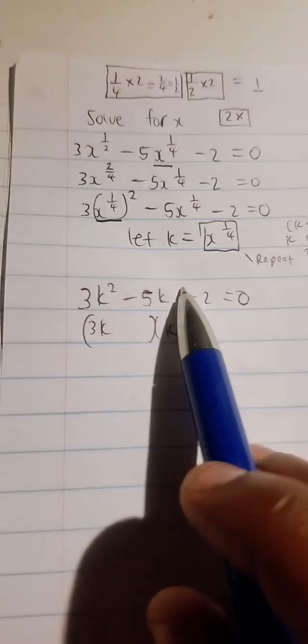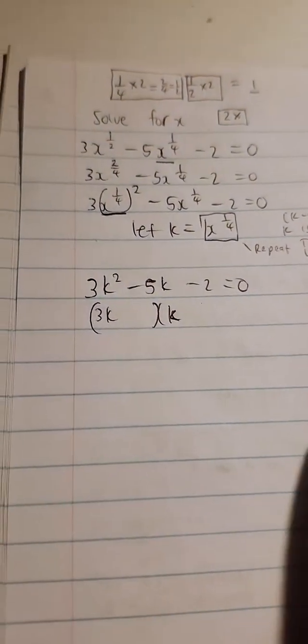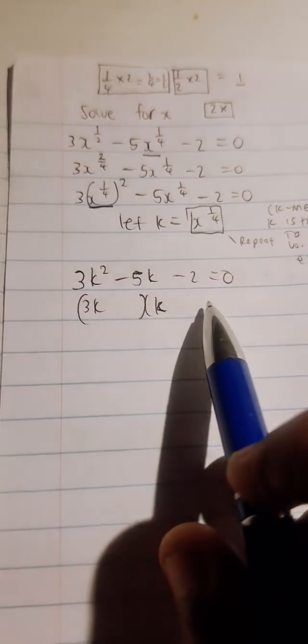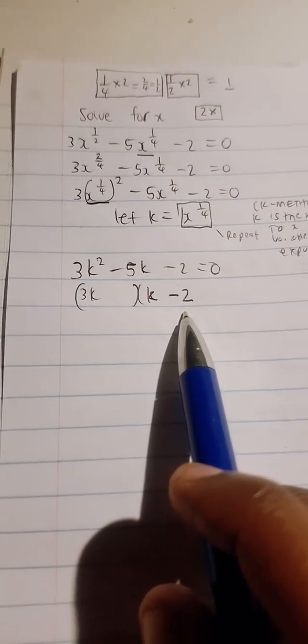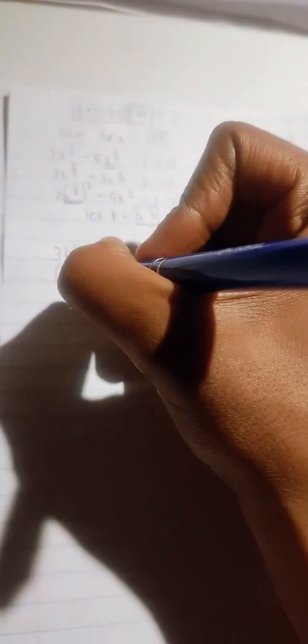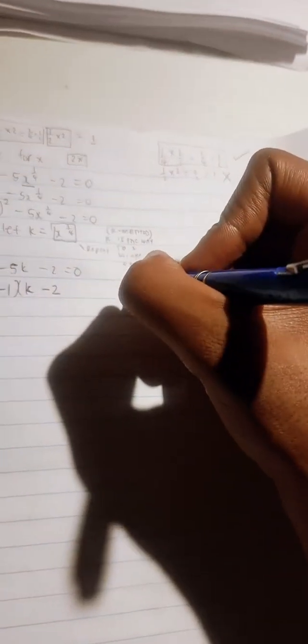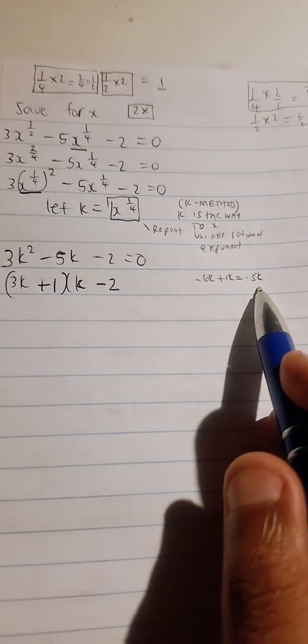To get the negative 2, it will be 2 times 1, the factors. But then I need to be strategic about where I put my 2 and my 1. I'm going to be deliberate about making this negative 2 because 3k times negative 2 will give me negative 6k. All right, with that negative 6k, if I put 1 here, plus 1, that means 1 times k will be positive 1k, and that will give me that middle term of negative 5k.